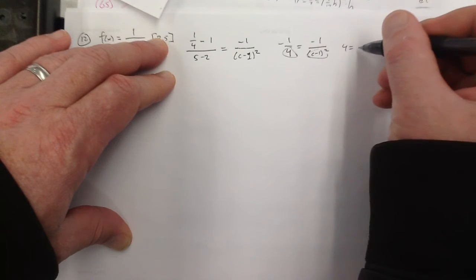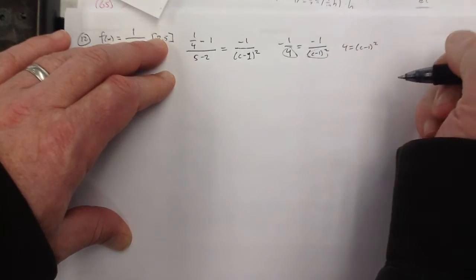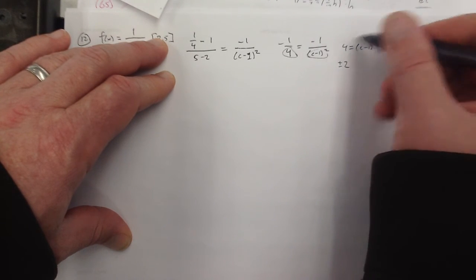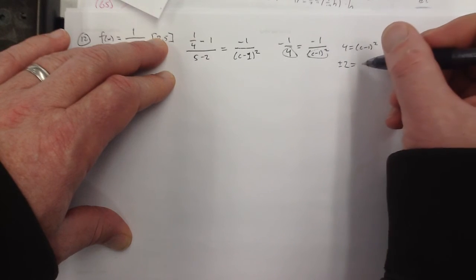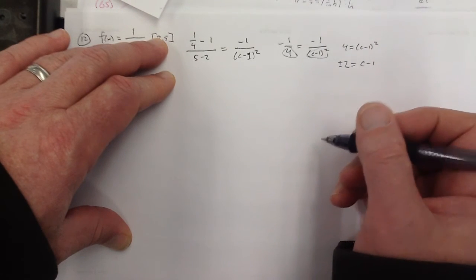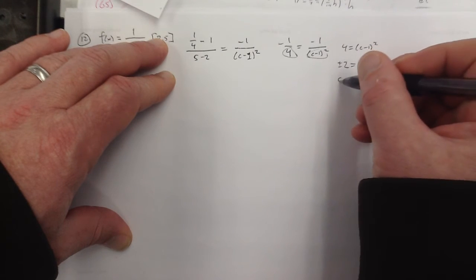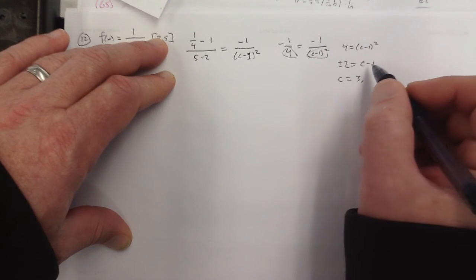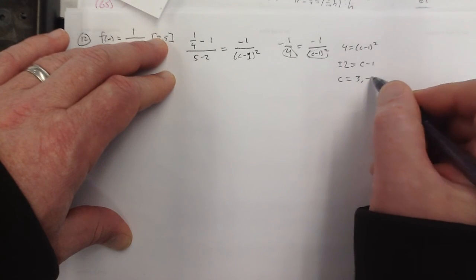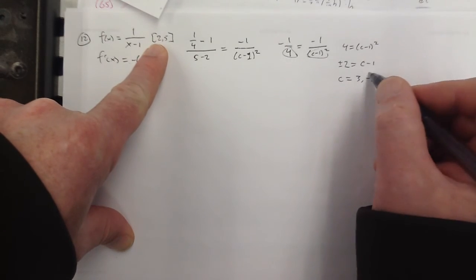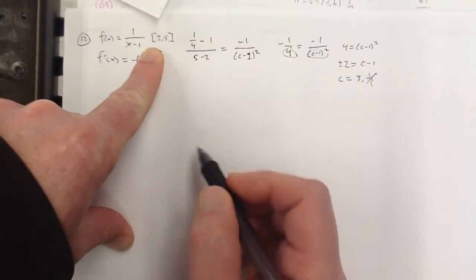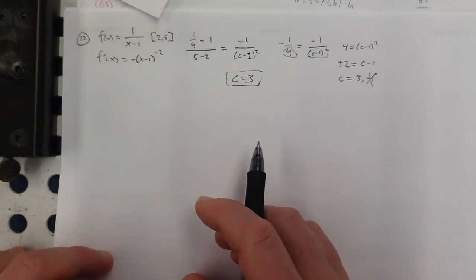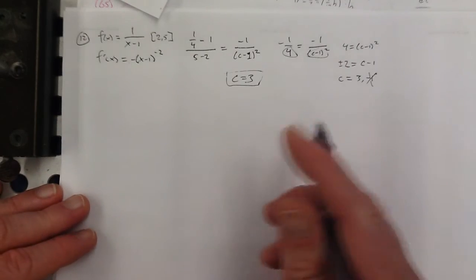So 4 equals c minus 1 squared. Square root of both sides, plus or minus. When you take the square root of something, you have to introduce the plus or minus. Well, c minus 1. So it looks like c is going to be equal to 1 plus 2 or 1 minus 2. And that is not in our interval. So we're looking at c equals 3. Is that the c guaranteed by the mean value theorem?